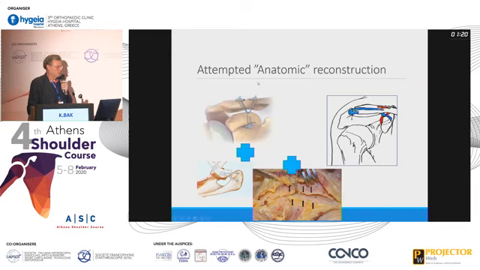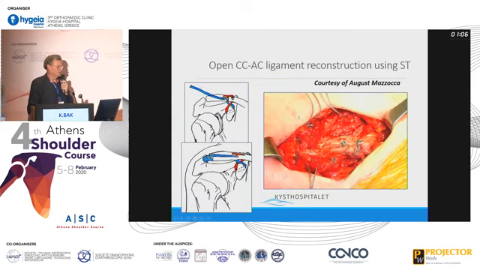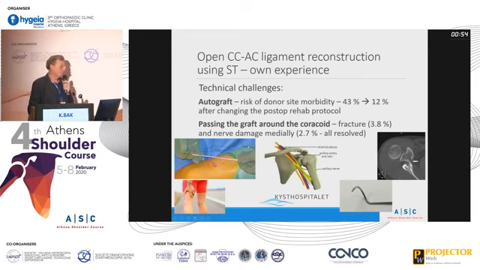So the attempted anatomic reconstruction is to augment the two CC ligaments and also address the AC ligaments, and remember the fascia. If it's broken, fix it. And then you can do this arthroscopically, or you could do it open with a free tendon graft. I have used this method for more than 12 years now, and I think it works very well in the chronic cases. Use the remnant here to address the AC joint, the horizontal instability. But of course, there are some technical challenges.